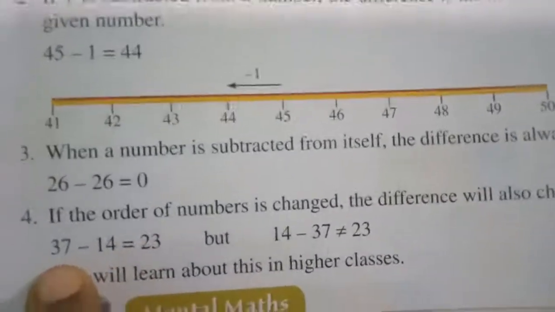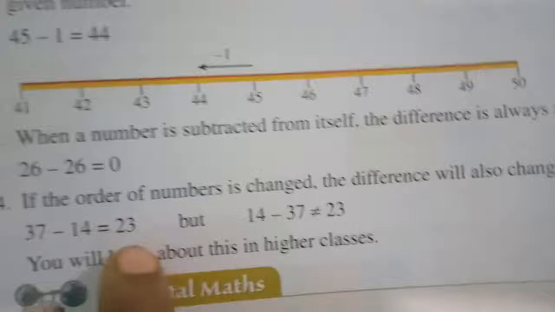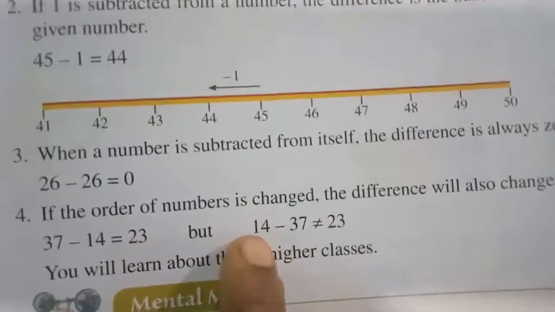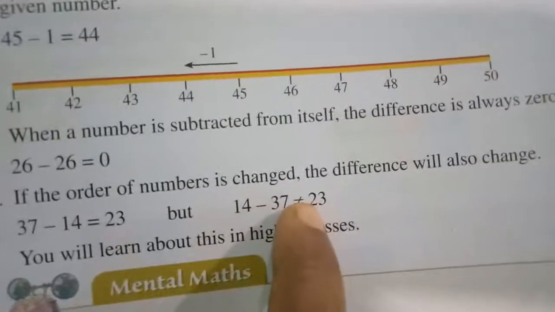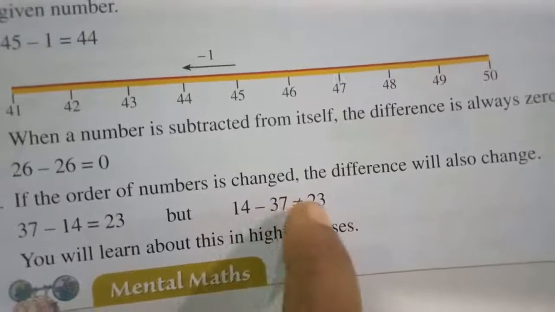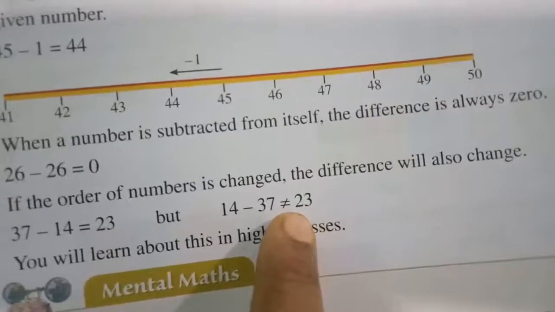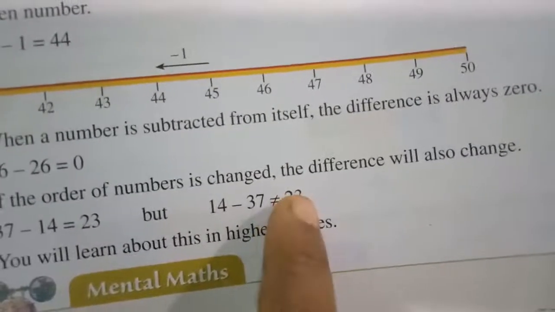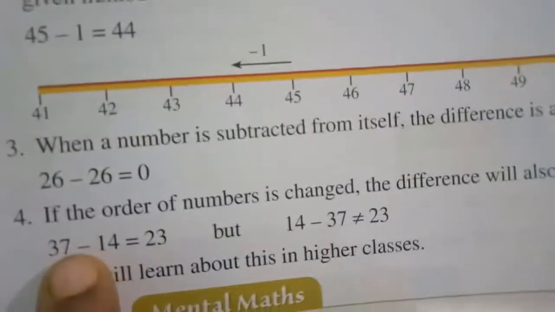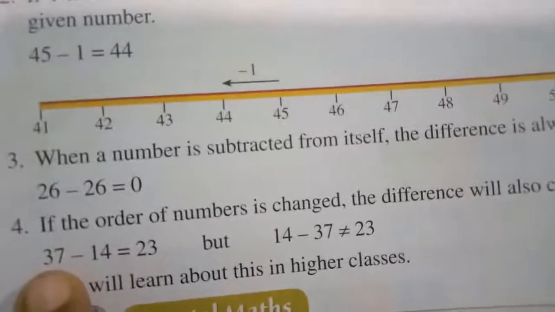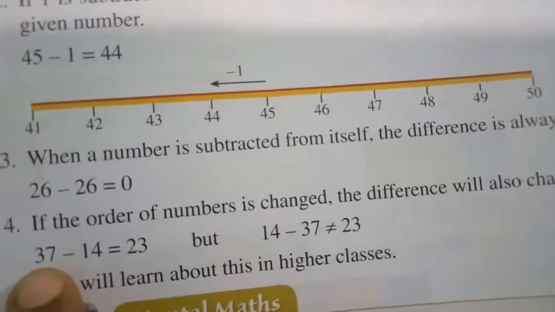See here, 47 minus 14 is 33. Here, if you change it to 14 minus 47, can you do it? No, that is wrong. Understood, children? This is for higher classes. You will learn about this in a higher class, not now. Okay, you should write like this. First, always remember, the difference is always smaller than the minuend. Understood, children?